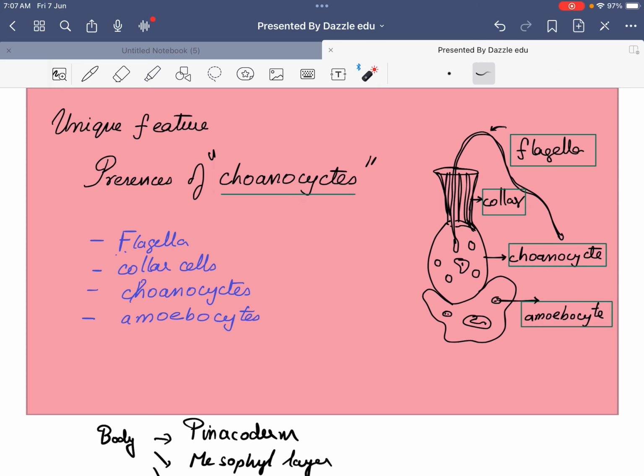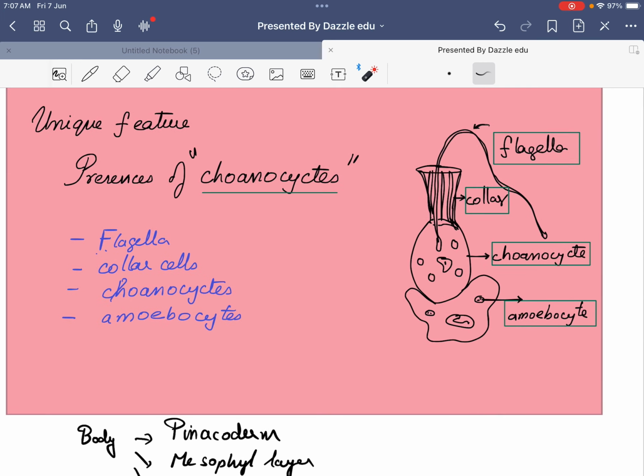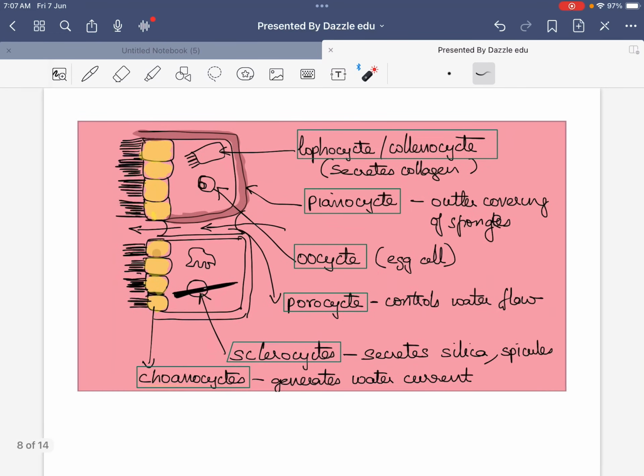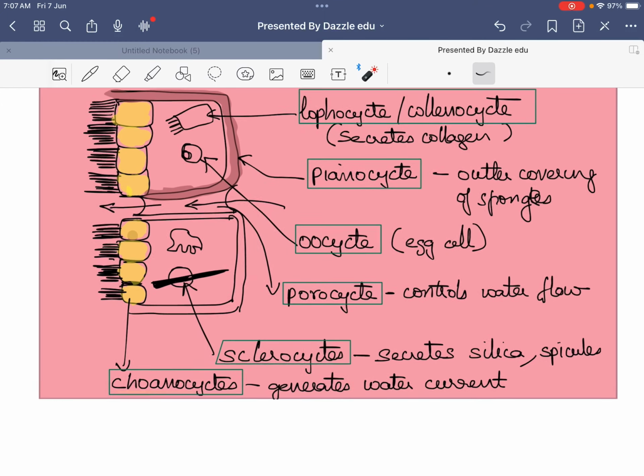This is a choanocyte that you can see in the region inner to the gastrovascular cavity, where it is composed of the inner region called the collar, composed of a bigger flagellum, and then it contains a cell called a choanocyte, and finally the amoebocyte region. So these together form the choanocyte region. A little bit of detail about those layers.